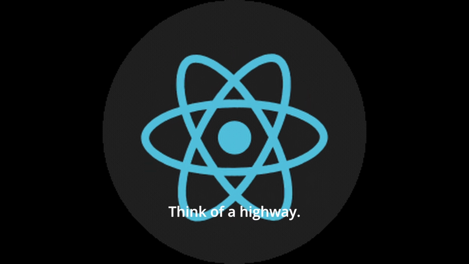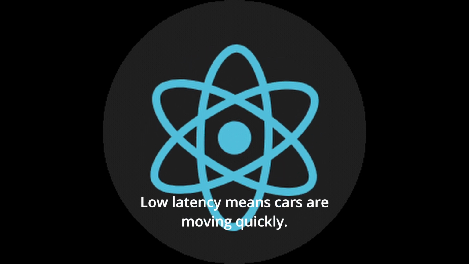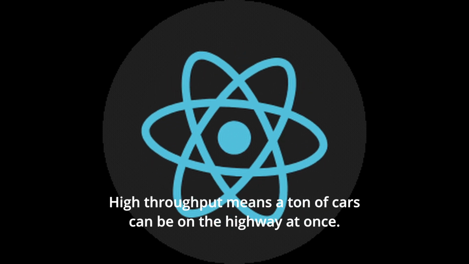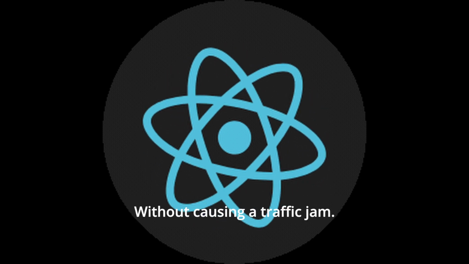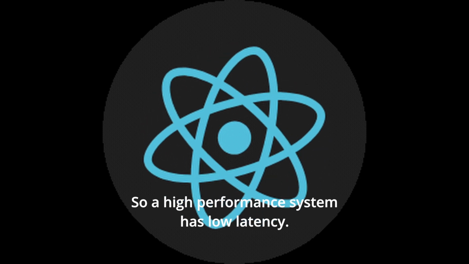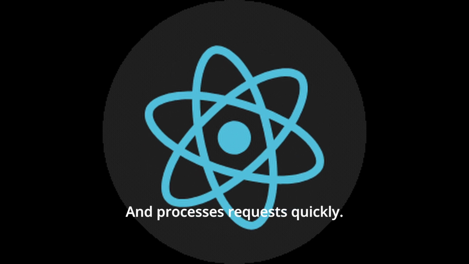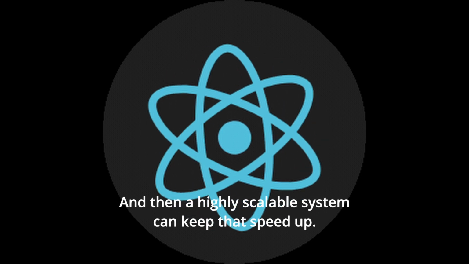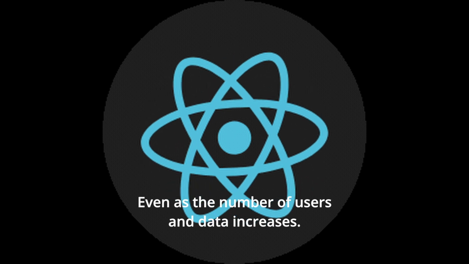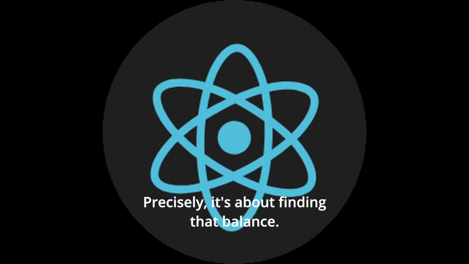Think of a highway. Low latency means cars are moving quickly. High throughput means a ton of cars can be on the highway at once, but without causing a traffic jam. So a high-performance system has low latency and processes requests quickly, and a highly scalable system can keep that speed up even as the number of users and data increases. Precisely. It's about finding that balance.